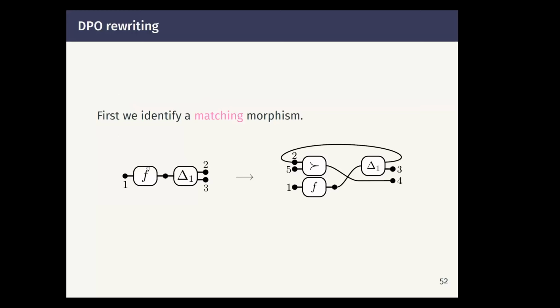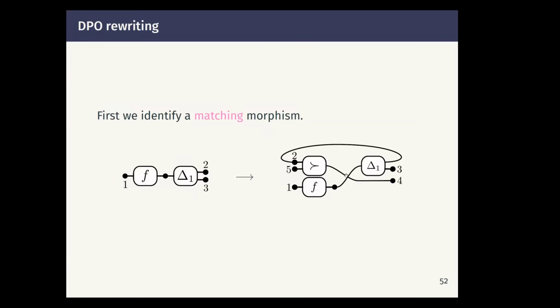We say, oh, this F goes into there, that one goes into there, and all the numbers are the same, right? So this 1 is there, that 2 goes there, that 3 goes there. So this is a valid morphism. So we know that this subpattern does exist in this graph. And so we should be able to perform rewriting.